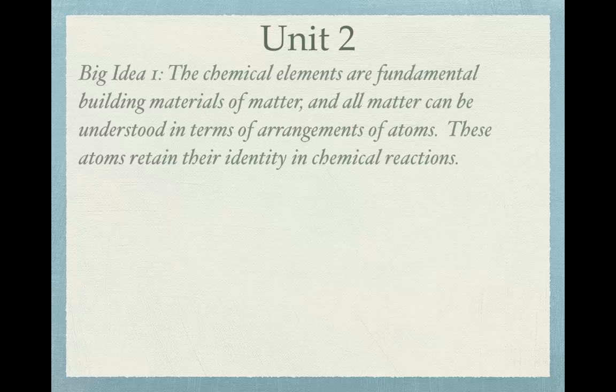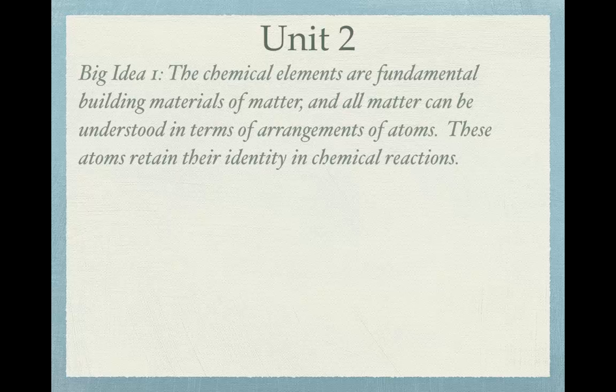For Unit 2, the big idea that we're going to be looking at is big idea number 1, which states that chemical elements are fundamental building materials of matter, and all matter can be understood in terms of arrangement of atoms. These atoms retain their identity in chemical reactions.